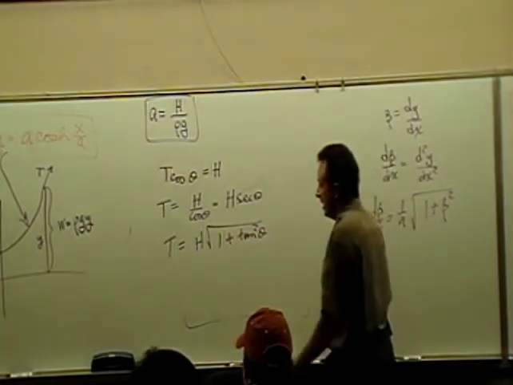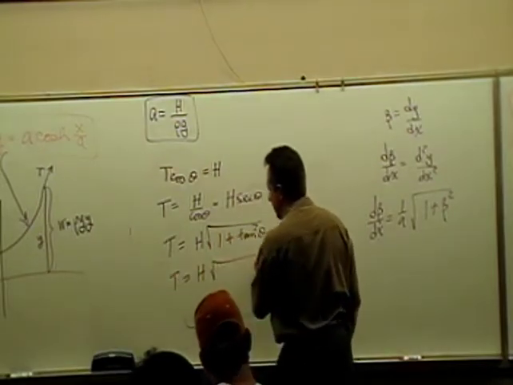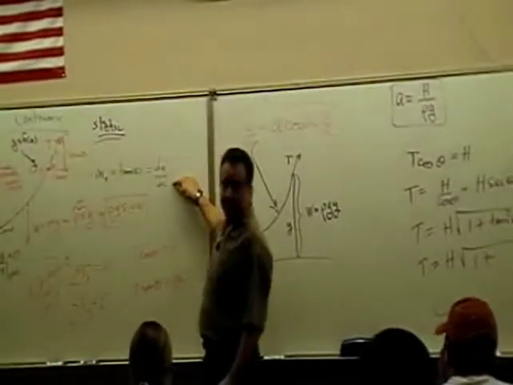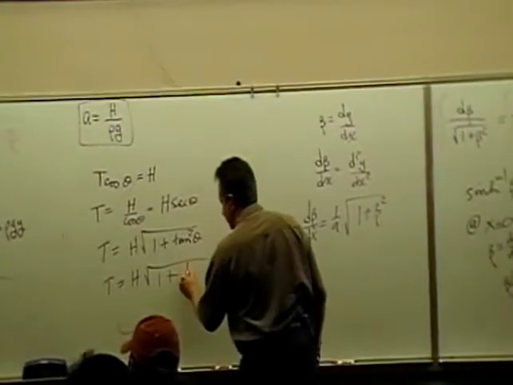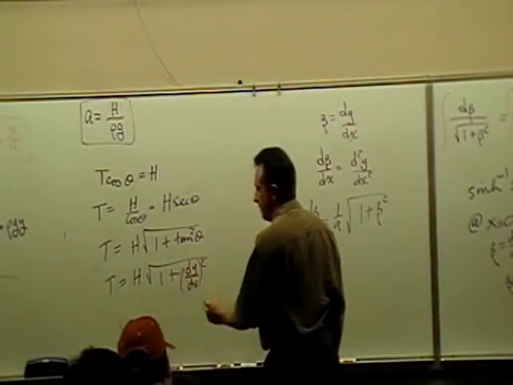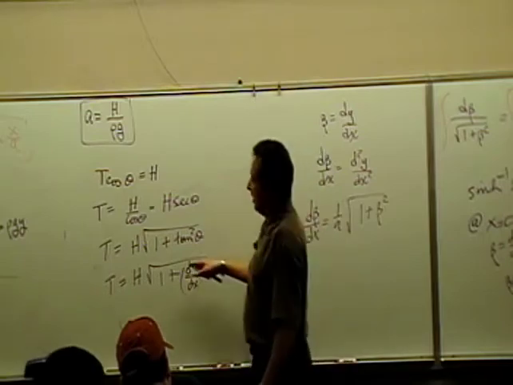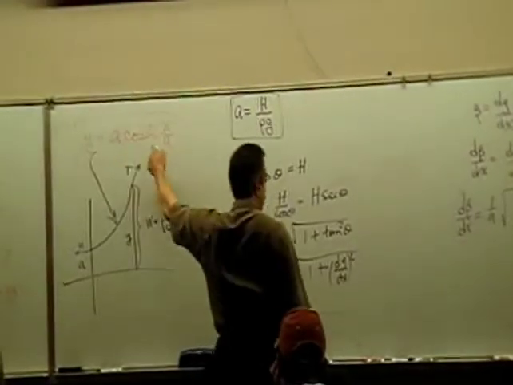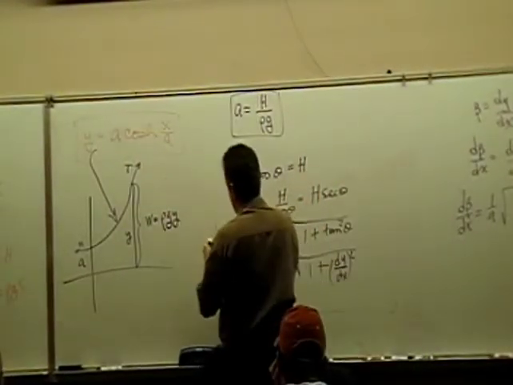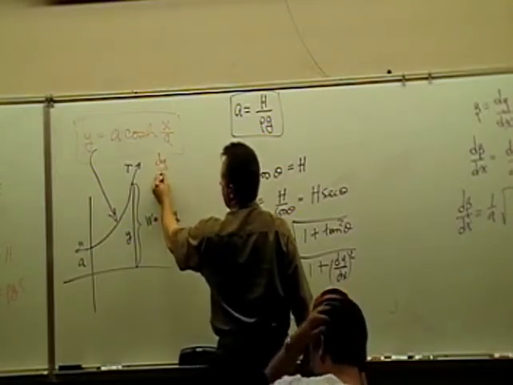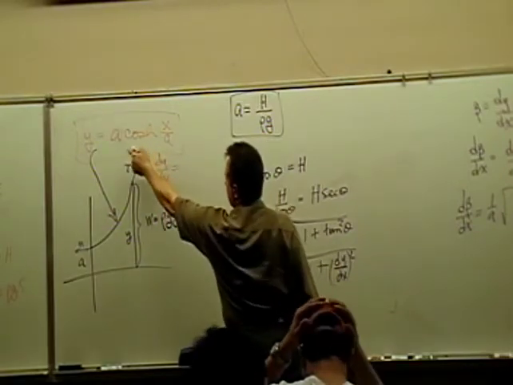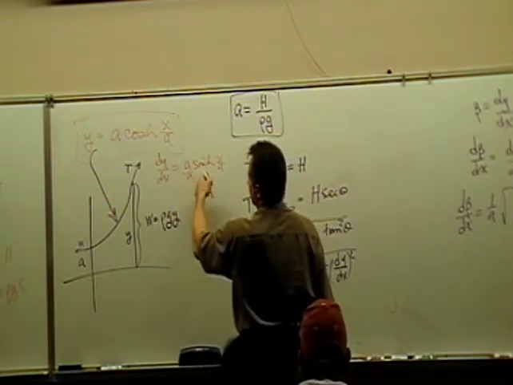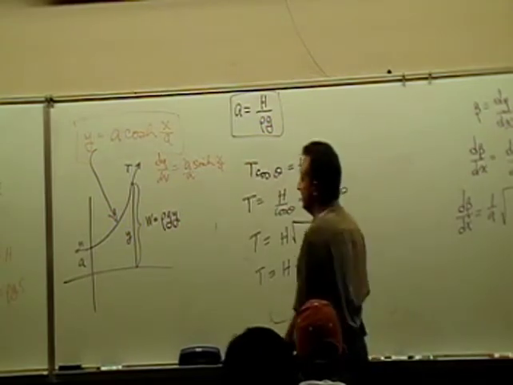Trig identity. T then would equal H times the square root of 1 plus, well, isn't the tangent of theta the derivative of y with respect to x? So this would equal the derivative of y with respect to x, quantity squared. Well, y is this function. That's the equation of this curve. So let's take the derivative of that. What is y prime? What's the derivative of y with respect to x if this is your equation? Well, you take the derivative of this. This would be a hyperbolic sine of x over A times 1 over A, or just the hyperbolic sine of x over A. Then square it.